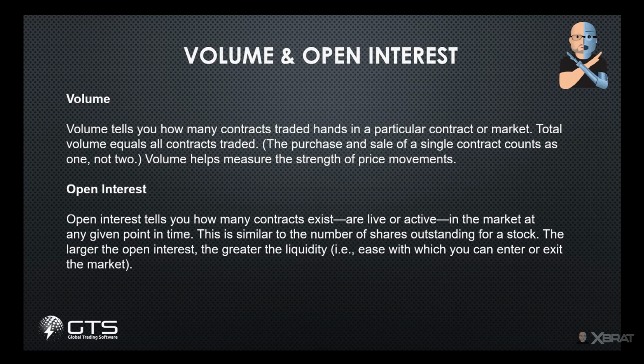Open interest tells you how many contracts exist, so that are live or active in the market at any given point in time. This is similar to the number of shares outstanding for a stock, for example. The larger the open interest, the greater the liquidity, so the ease with which you can enter or exit the market. If the open interest is quite low, then there's not a great deal of liquidity, and as we talked about in part one, the spread would be a lot higher.